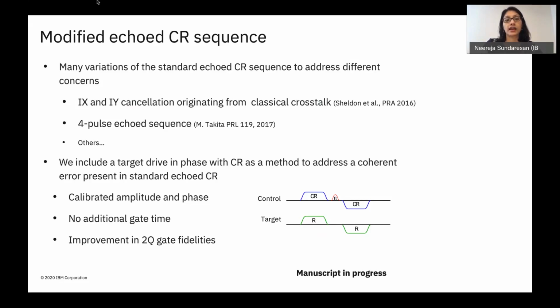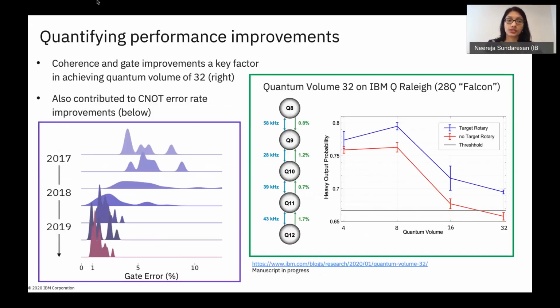However, it does not increase the gate time, and in practice has been very easy to systematically implement. This additional drive has really contributed to improved 2-qubit gate fidelities on top of all the other changes that I've mentioned thus far. And we are currently working on a manuscript to summarize this and hope to be on the archive soon. So in addition to just 2-qubit gate fidelities, we've been tracking various metrics for the currently deployed quantum backends, and we've been seeing a steady improvement in all those over the last few years.